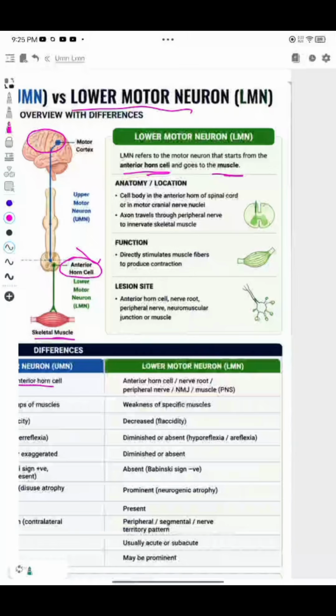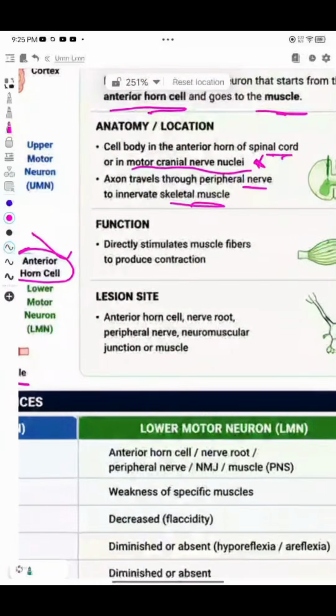muscle, and the location will be of cell body in the anterior horn cells of the spinal cord or in the motor cranial nerve nuclei. Right? Axon travel through peripheral nerve to innervate the skeletal muscle. The function is to directly stimulate the muscle fiber and produce the contraction.